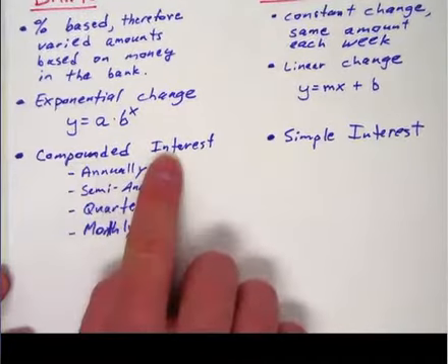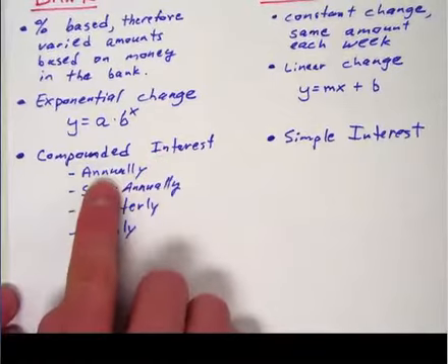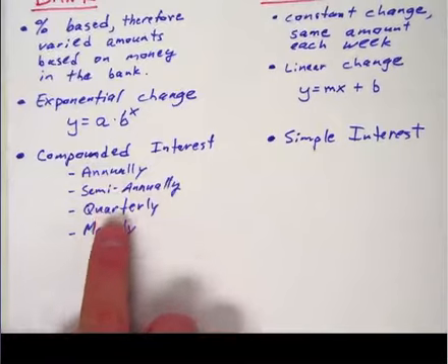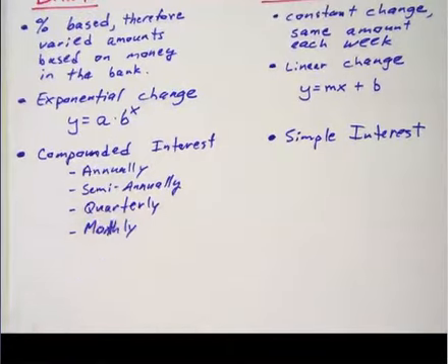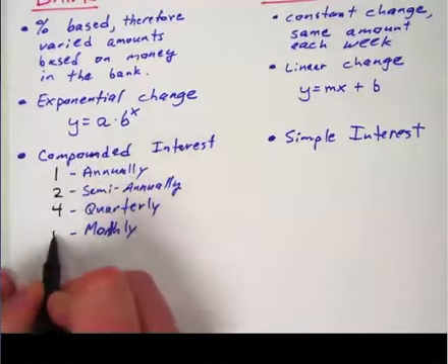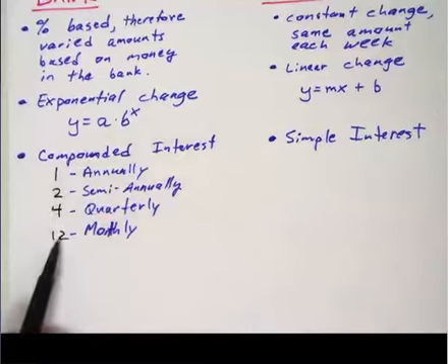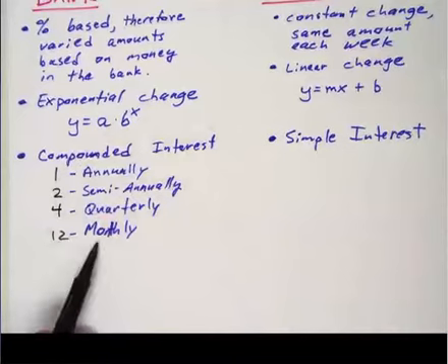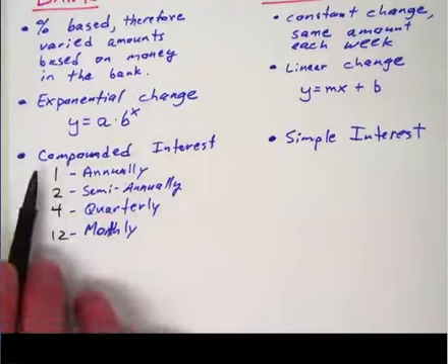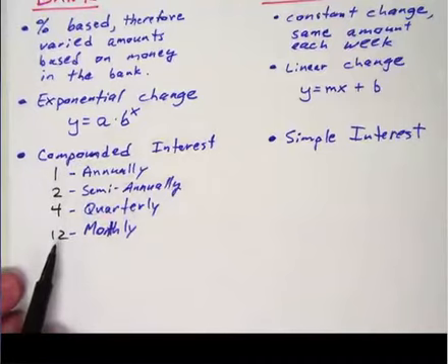Then it's compounded interest, meaning you get money on top of that money. It could be compounded annually, once a year, semi-annually, 2 times per year, quarterly, 4 times per year, and monthly, 12 times per year. So once, twice, 4 times, and 12 times per year. This is going to be important when we calculate the equations, because if you keep money in the bank for 1 year and it's compounded monthly, then you have to have an exponent of 12 to make that 1 year calculation. So these numbers are going to be important when we make our calculations.